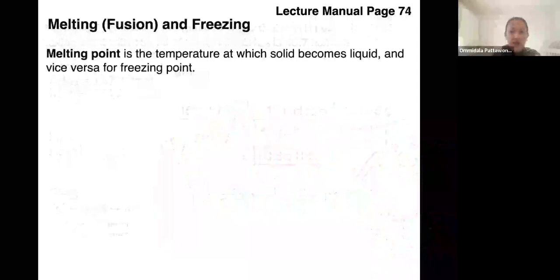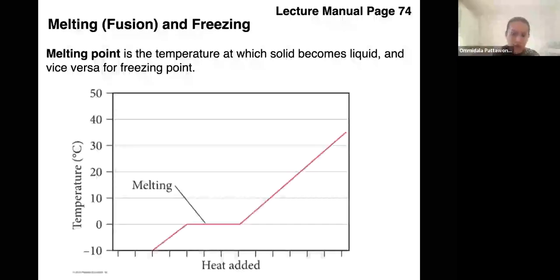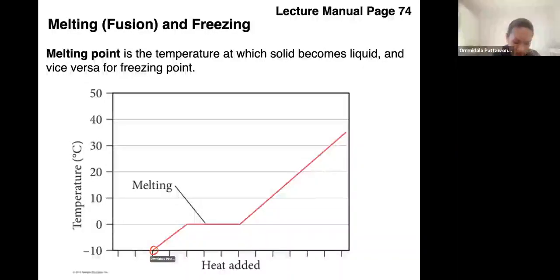All right, so the next thing we're going to take a look at is the process of fusion and freezing. Okay, so melting point or fusion point. Melting point refers to the temperature at which a solid becomes a liquid. Okay, so if you plot a graph between temperature and heat again, right? If you have a substance at -10 and you keep adding heat, the temperature of the substance will rise to a certain point.